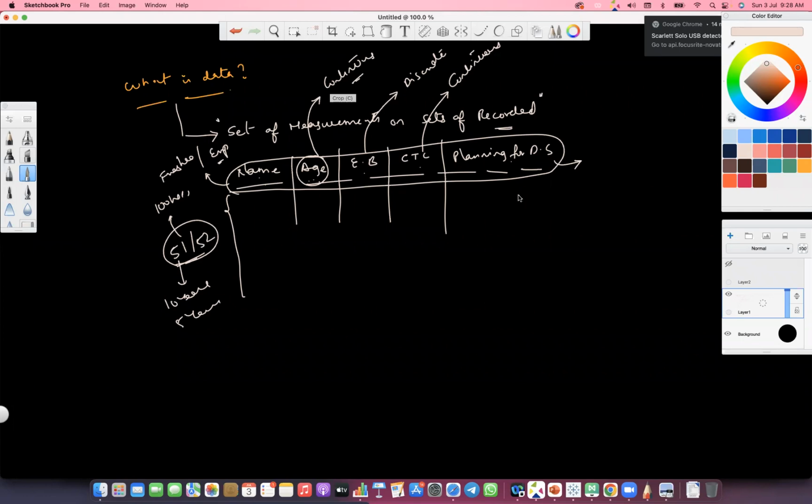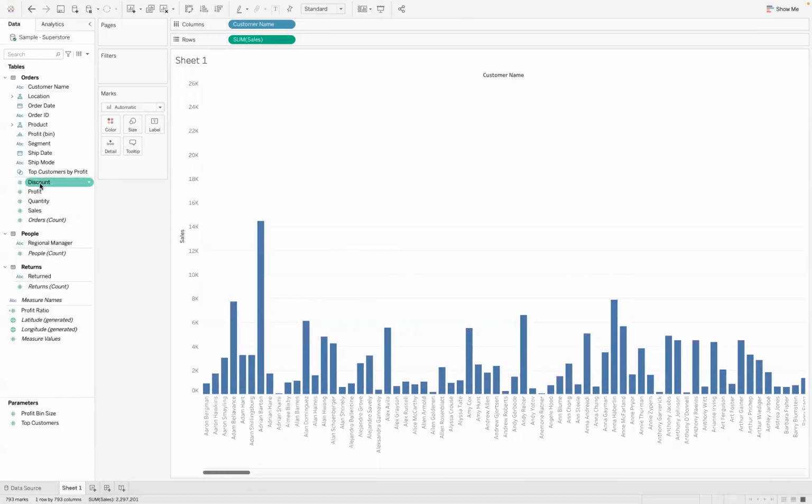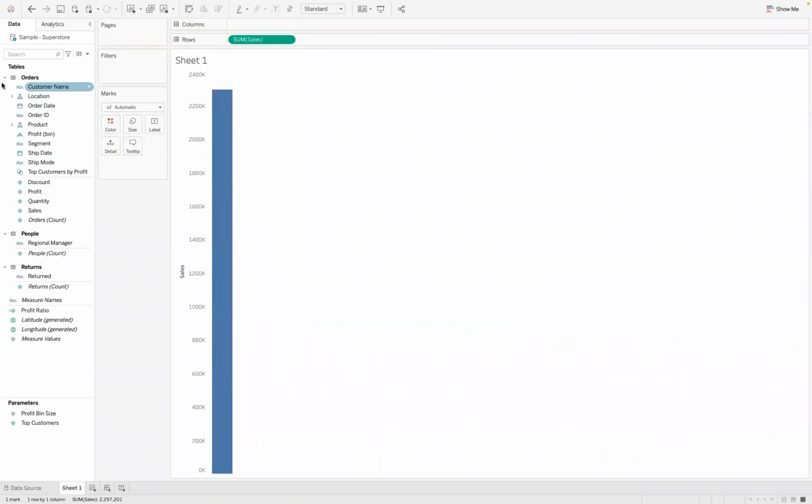In a similar way, every data consists of two things: discrete data and continuous data. Now, when the data is continuous, in Tableau, it is in which color? When the data is continuous, it is green. When the data is discrete, it is blue. Now let me pull it. Now you got sales. So what is the amount of sales we got?